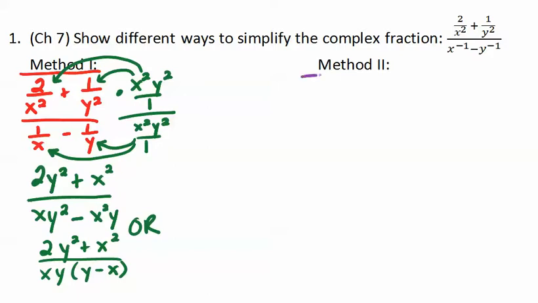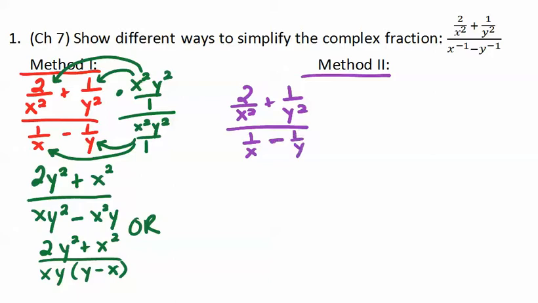Our second method would be to take this same fraction and treat the numerator as one problem and the denominator as a completely separate problem. And that works out perfectly fine as well. So to get a common denominator, notice that I would multiply this fraction by y squared, and I'd multiply this fraction by x squared. Down here I'd multiply this fraction by y over y, and this fraction by x over x. So I'm treating the numerator and the denominator as if they were separate problems.